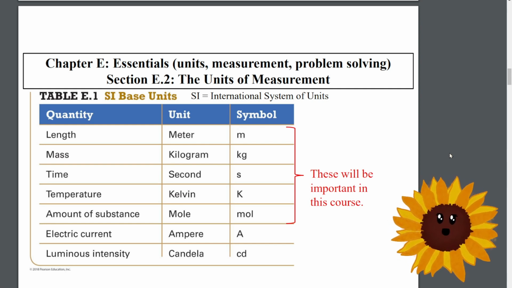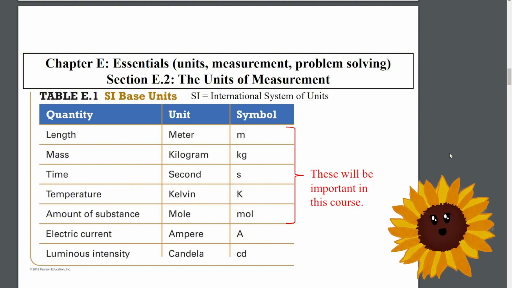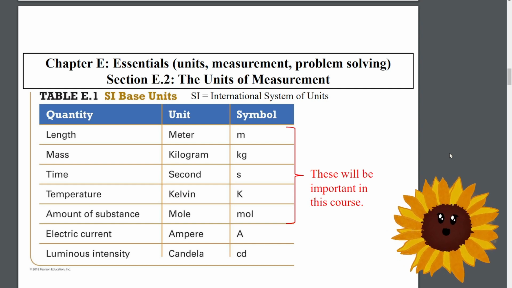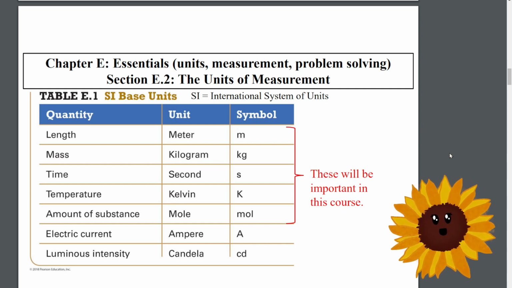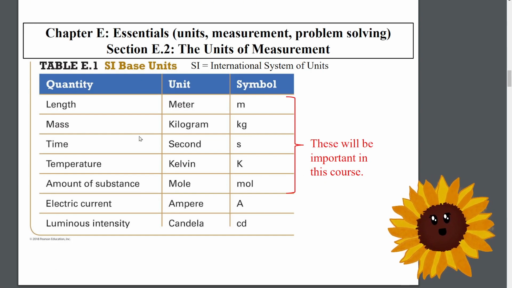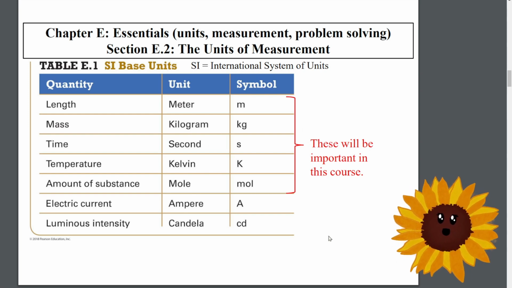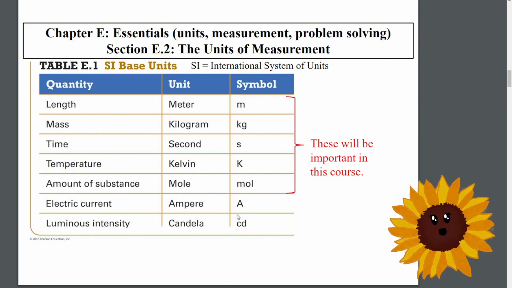Starting in chapter E, it's the essentials: units, measurements, and problem solving. We're starting with the units of measurement. I'm going to skip over a couple of things, but I'm going to explain as best as possible what you need to know. This is just a general overview of everything. Electric currents, amperes, are not going to be really used until later, and I don't think I've ever used candelas, so I don't think you have to worry about that.